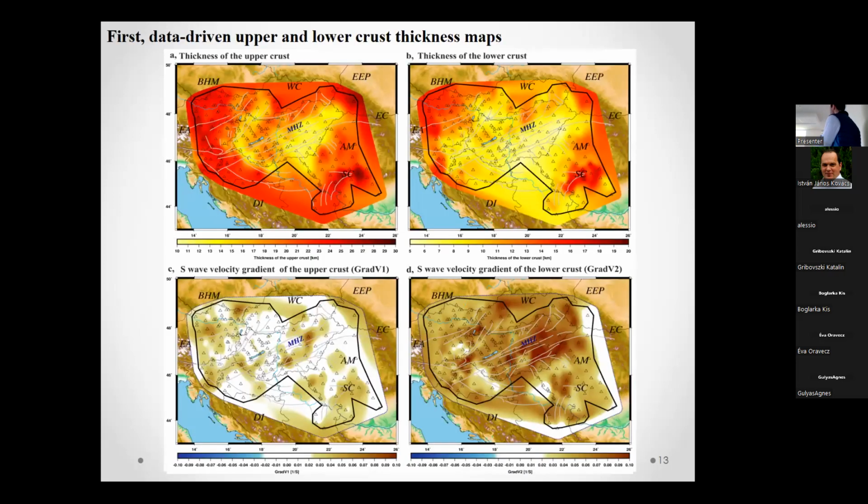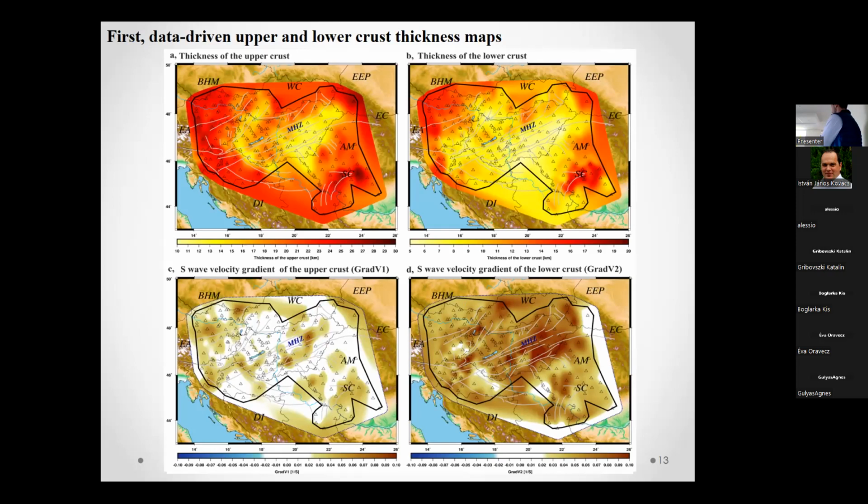We produced the first data-driven upper and lower crust thickness map of the region. This is based on the velocity gradient of the upper crust and of the lower crust, because the velocity change is not so high here. The maximum is 0.2 kilometers per second.